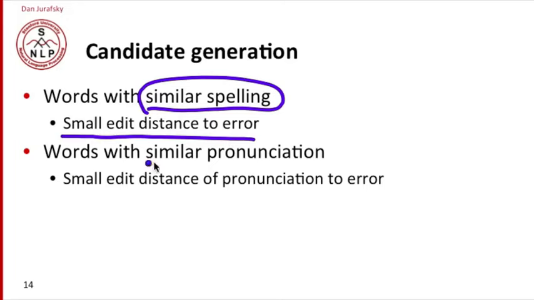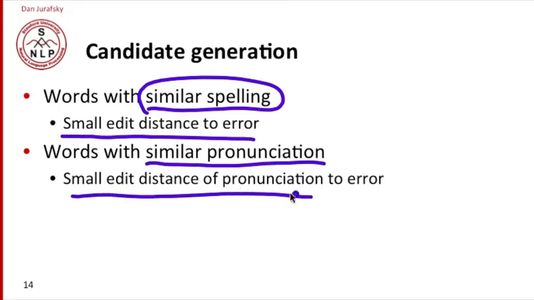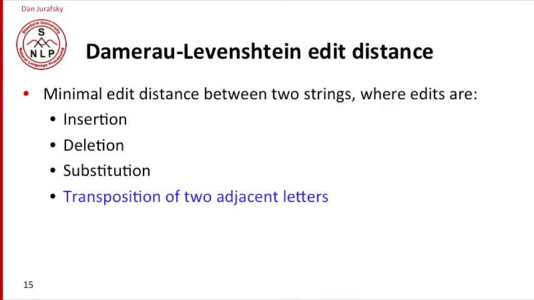Or we could pick words with similar pronunciation, and there we're going to pick words with a small edit distance of the pronunciation to the error. And for the rest of this example, I'm going to pick the first approach. So we're going to pick words that have similar spelling as our possible candidates. How do I operationalize similar spelling? Well, we've seen edit distance before.